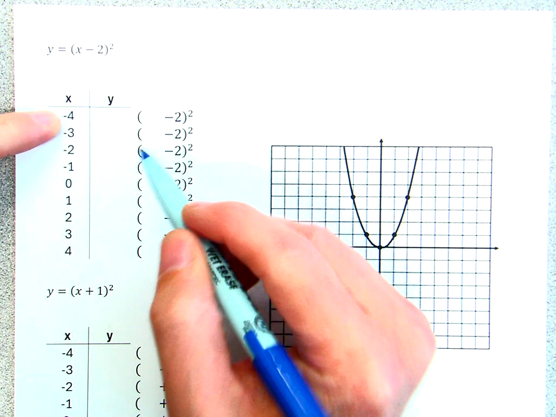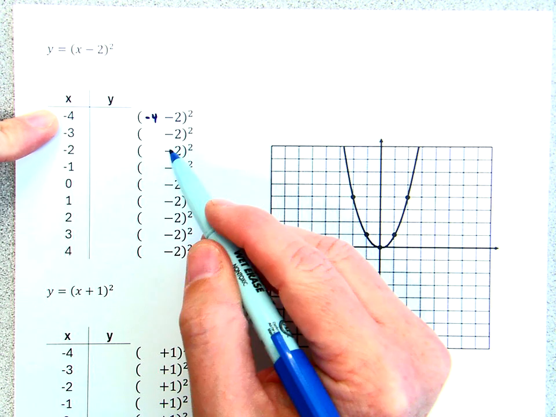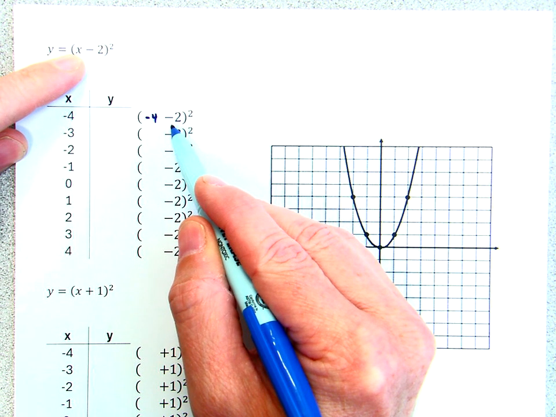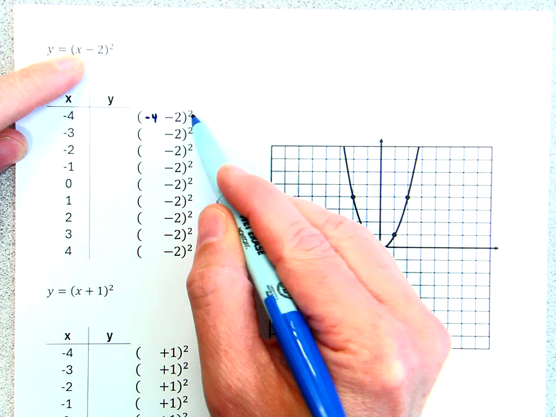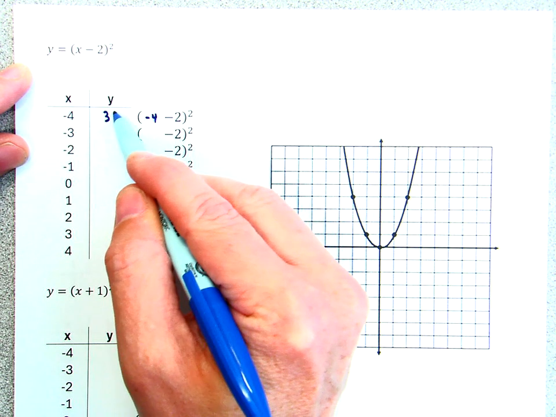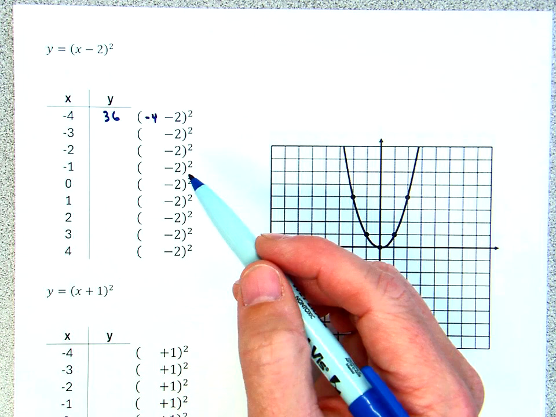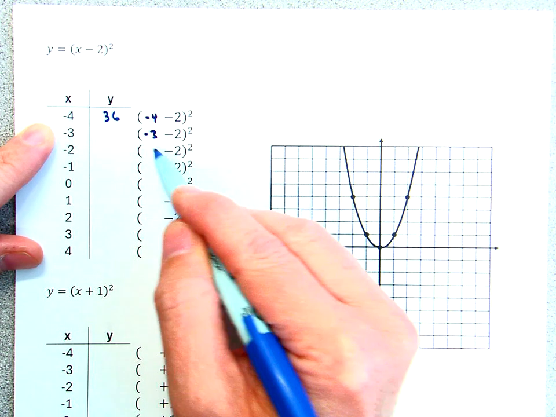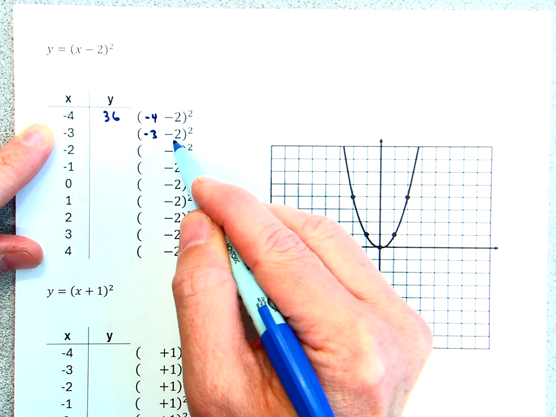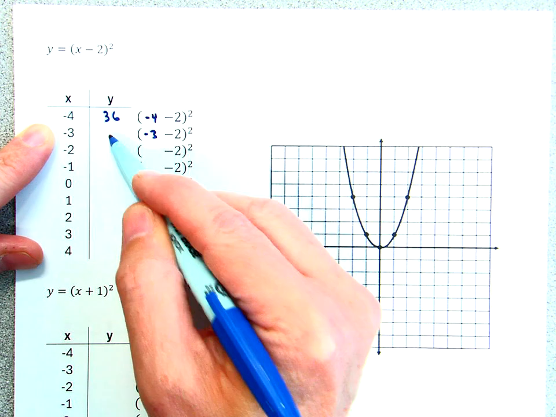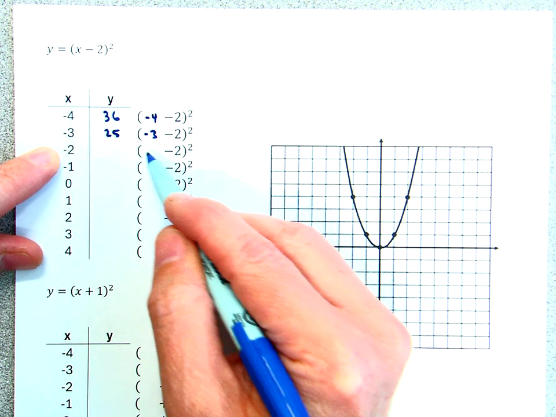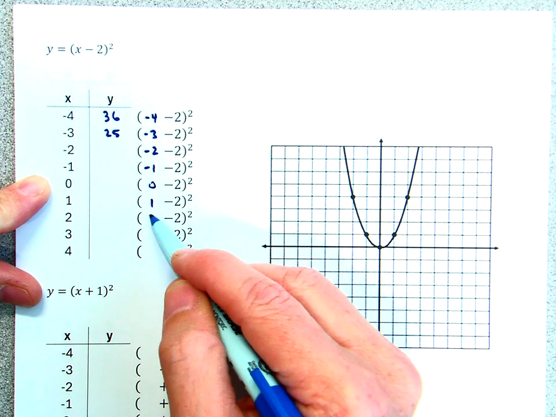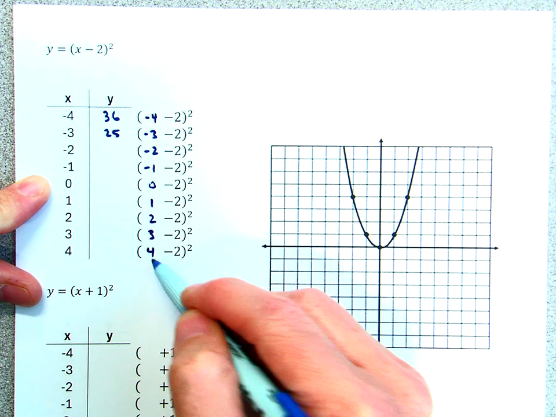So if I take negative 4 and plug it in for x, negative 4 minus 2, which is negative 6, then I would square it, which is 36, right? And then I would keep going here. If I plug in negative 3, I would do negative 3 minus 2, which is negative 5. Negative 5 squared is 25, right? Plug each of these in. I'm just going to go ahead and plug them all in and then work them out since I have them all written out here.